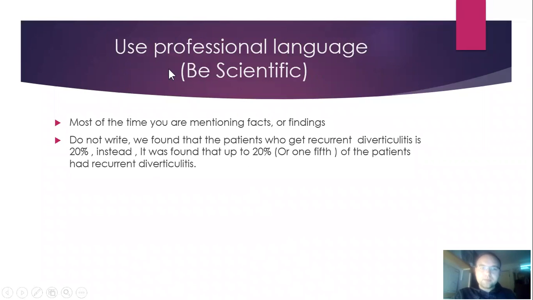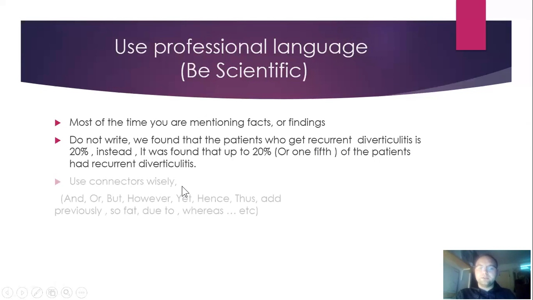Always use professional language. Never say, oh, like, for example, likewise, etc. Try to be very scientific. Most of the time you are just mentioning facts or findings. That's all about scientific writing. You're not writing a novel. Do not write, we found that the patients who get recurrence is 20%. Instead, for example, it was found. So don't refer to yourself or to the team. It's more professional to say it was found that up to 20%, or you can say 1/5, of the patients had recurrent diverticulitis.